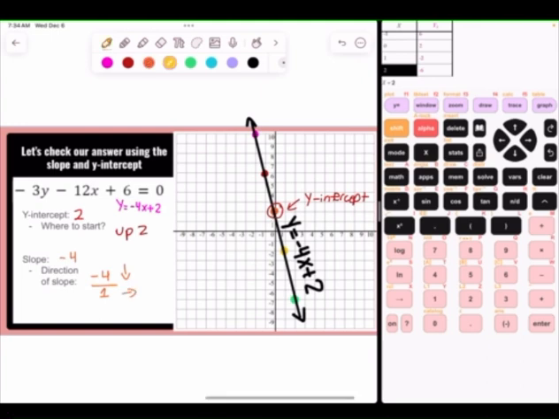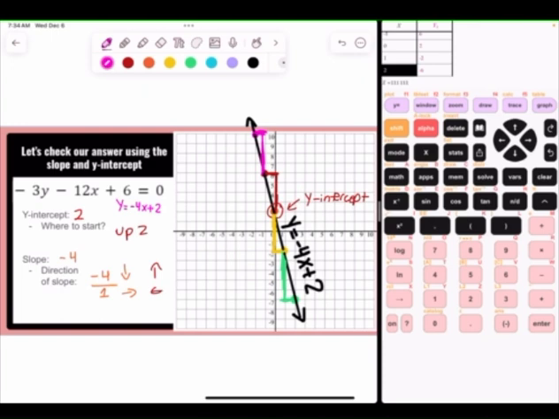And let's look at it now. We're going down 4 to the right 1. I end up at that point. We go down 4, right 1. I end up at that point. And now if I want to do the opposite, I could go up 4, but to the left 1. So up 4 to the left 1. And then I could go up 4 and to the left 1. And look, I made my nice graph.